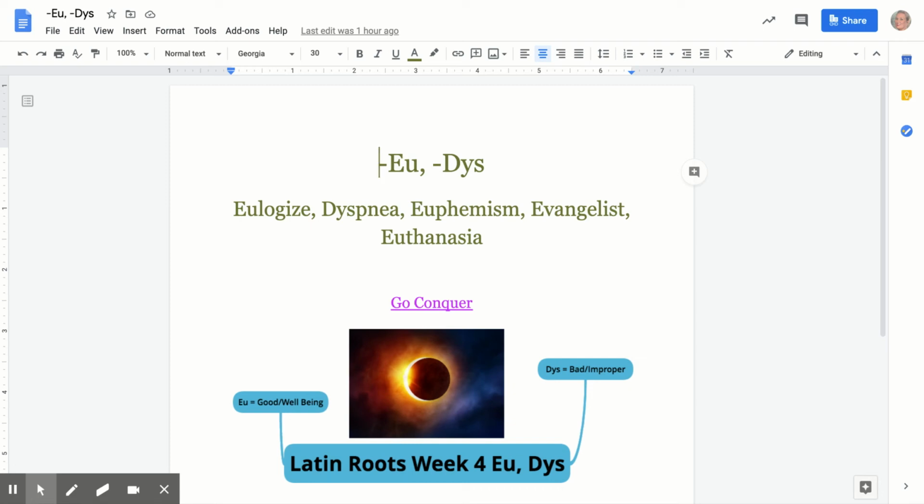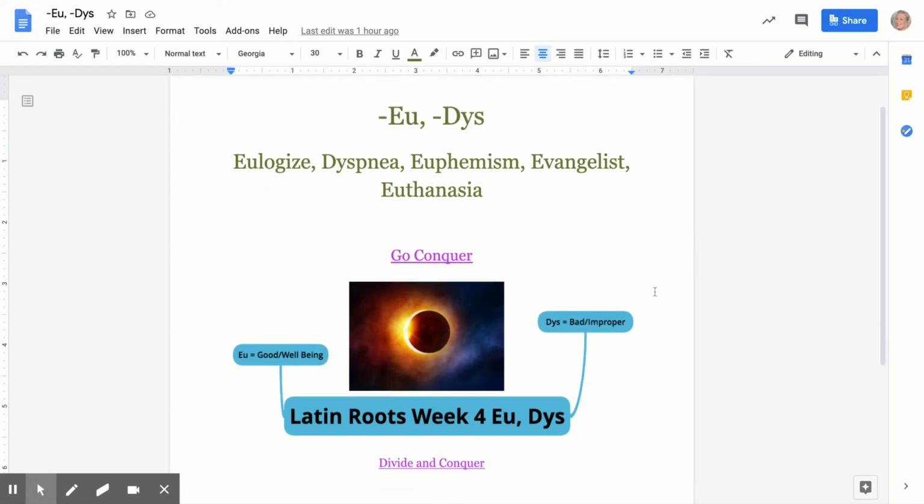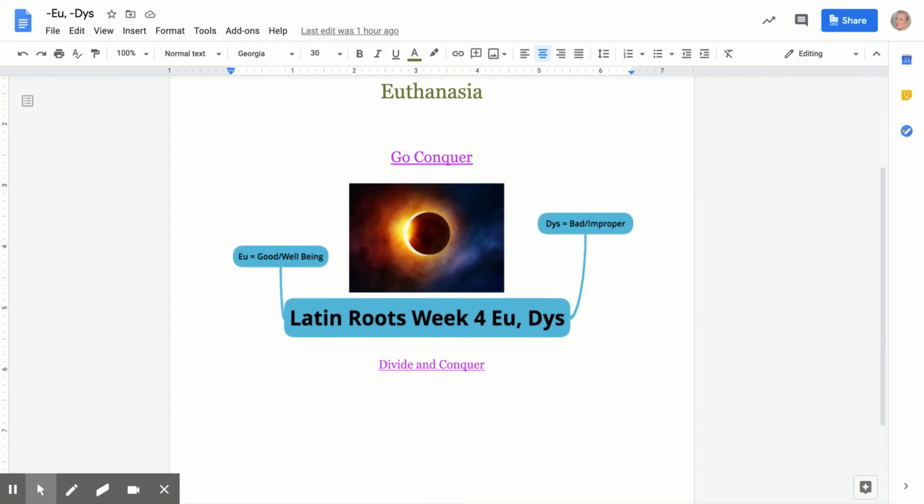This week's Latin roots are EU and DYS. So if you remember them together, you'll have a better chance of remembering them in general. So EU means good and DYS means bad, right? So you can always think about it as utopia and dystopia.